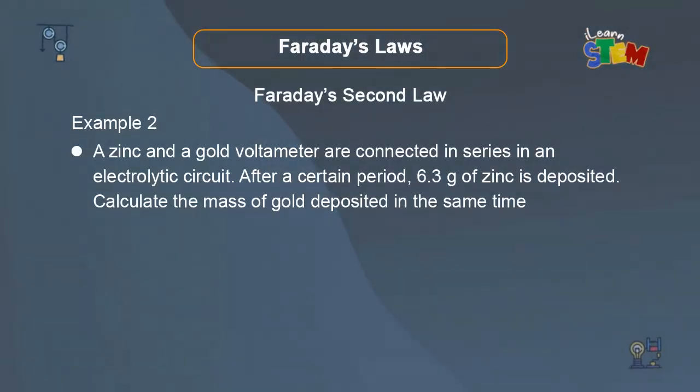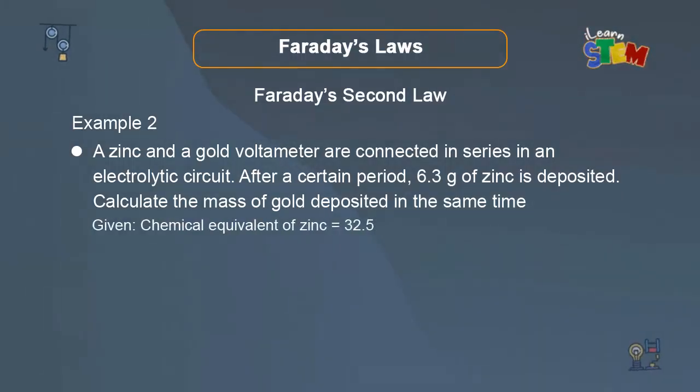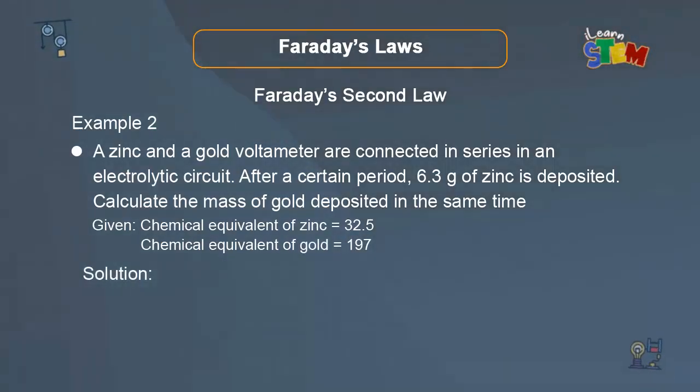In this example, a zinc voltameter and a gold voltameter are connected in series in an electric circuit. After a certain period of time, 6.3 grams of zinc is deposited. We are asked to calculate the mass of gold deposited in the same duration. We are given the chemical equivalent of zinc as 32.5, and for gold, it is 197. Using Faraday's second law of electrolysis.